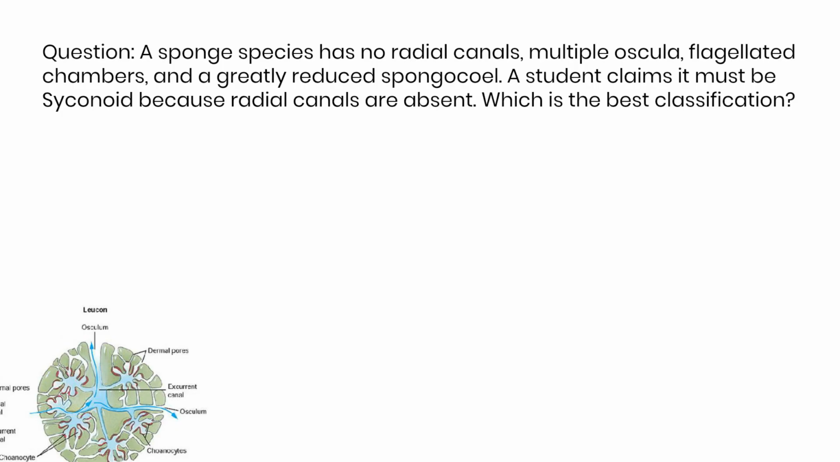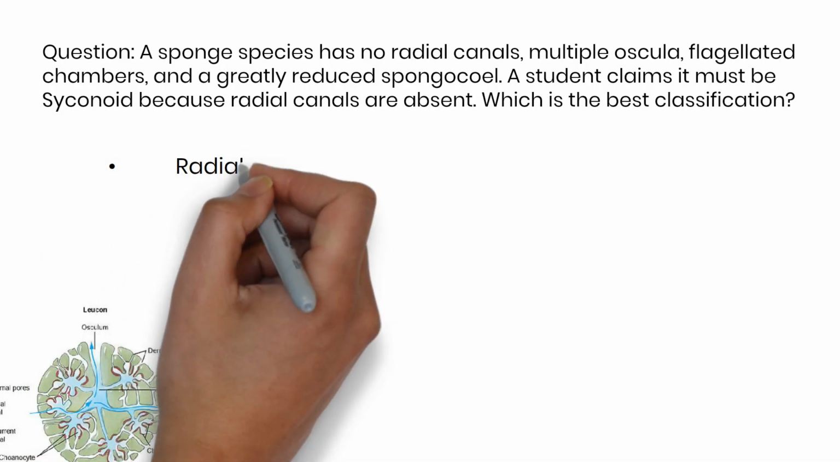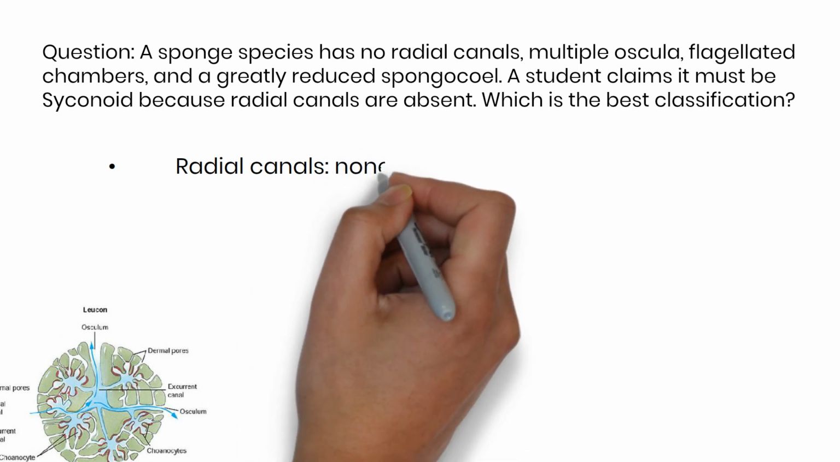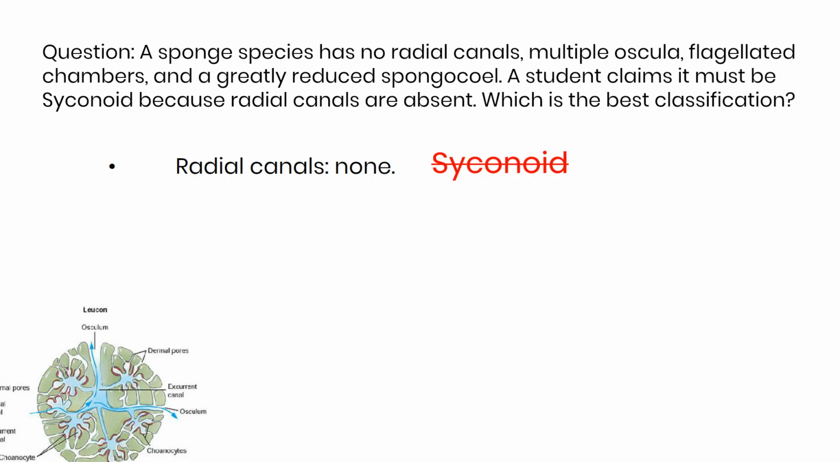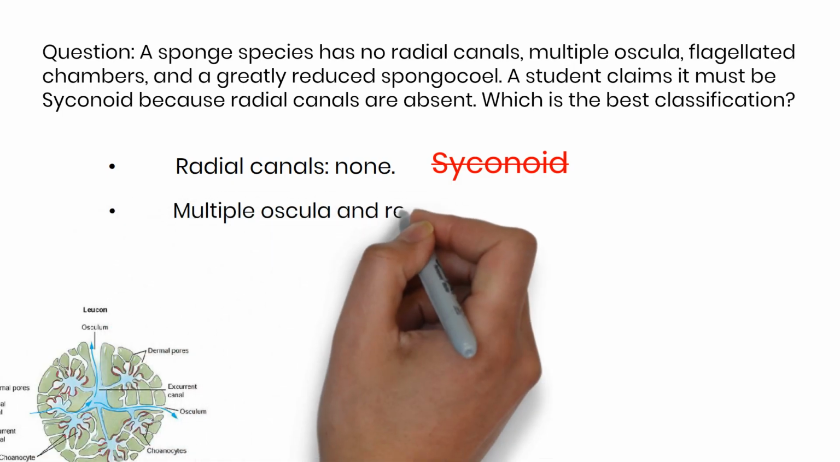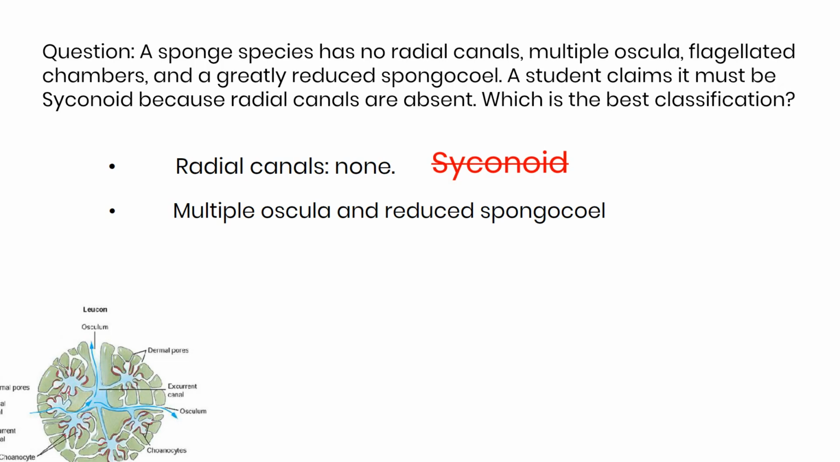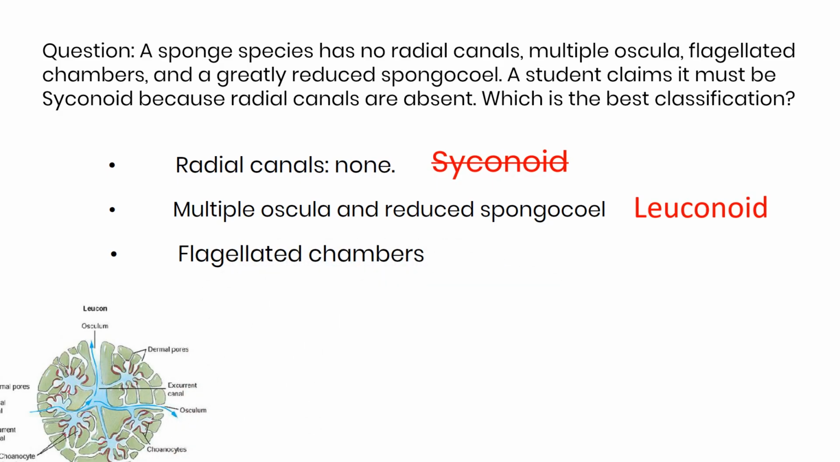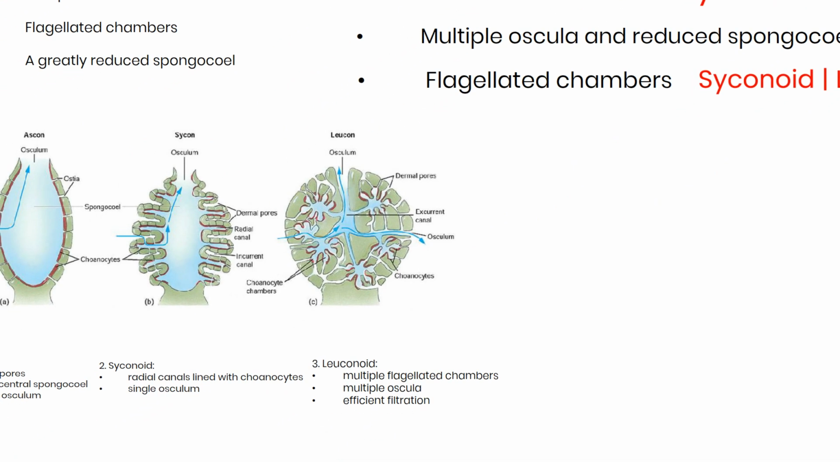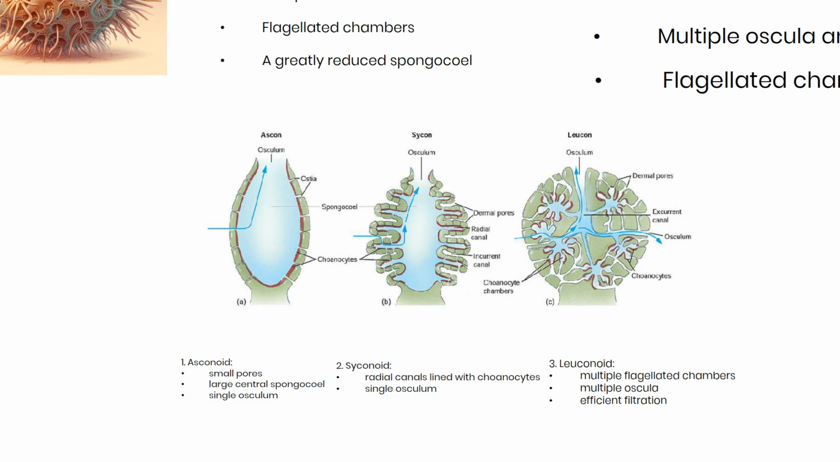Now let's compare the features from our question with each sponge type. Radial canals. Our sponge has none. That rules out syconoid because radial canals are their defining feature. Multiple oscula and reduced spongocoel. These are classic leuconoid traits. Flagellated chambers. Present in both syconoid and leuconoid, but in leuconoid they're numerous and arranged in complex networks. So even though the student thought it's syconoid, the absence of radial canals actually points away from syconoid.